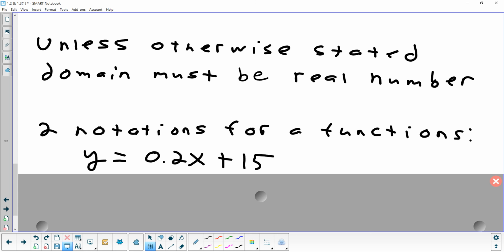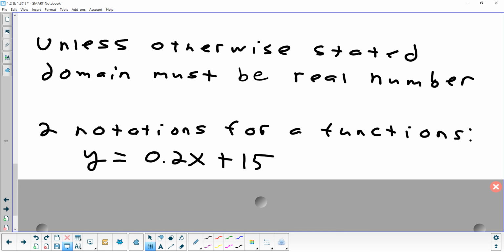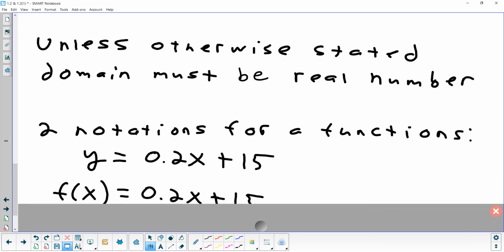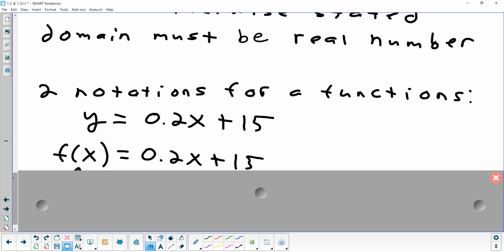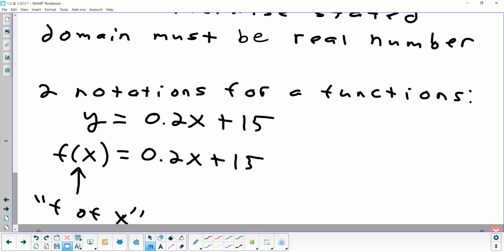And there's actually two different ways that you can write a function. This is how we've been doing it, this y equals notation. You can also do that. Does anyone remember how you pronounce this f? You don't say f parenthesis x parenthesis. You don't say it like that. Anybody remember how you say it? Chris? It's f of x. F of x.